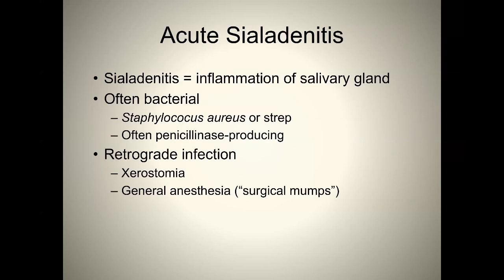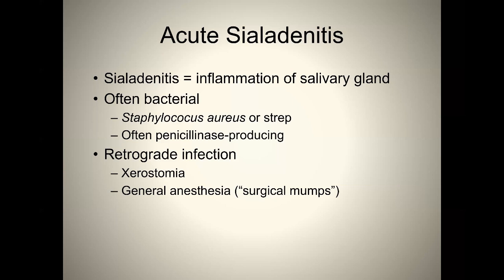Now we'll be discussing inflammation of the salivary glands, starting with acute sialadenitis. Sialadenitis in general, as I mentioned before, is inflammation of the salivary glands: salivary glands, itis, inflammation. Acute sialadenitis is often bacterial in origin, either Staph aureus or strep. These are often penicillinase producing, so when deciding what antibiotic to use, it will need to be broad spectrum and will need to be modified to make sure that it can withstand that penicillinase being produced by the bacteria.